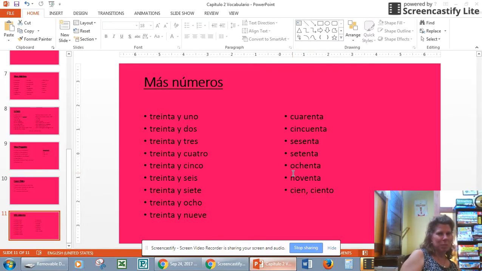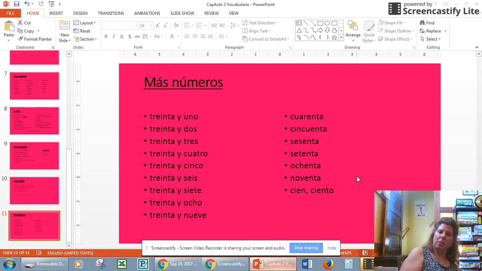Then if we're going to count by tens beyond that, 40, 50, 60, 70, 80, 90, 100. Cuarenta, cincuenta, sesenta, setenta, ochenta, noventa. 100 is cien and ciento. Okay, the difference between this is when it is just 100 on the dot, we're going to use cien. If it is an adjective describing how many people you have, how many books you have, hay cien personas en la sala. There's 100 people in the room. Hay cien libros en la biblioteca. There's 100 books in the library.